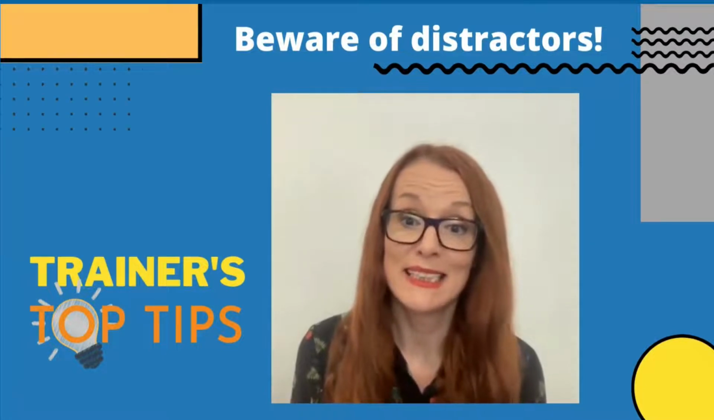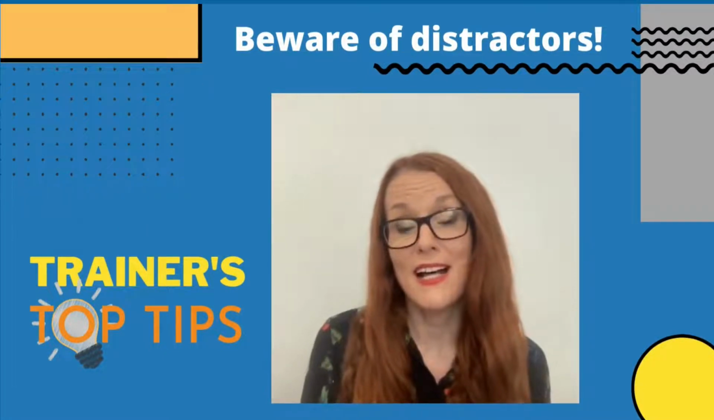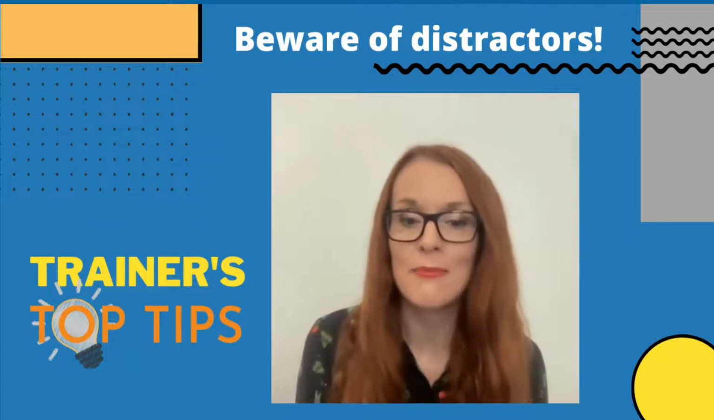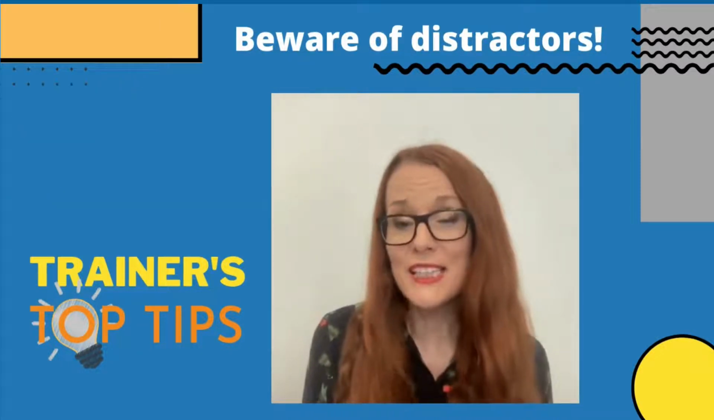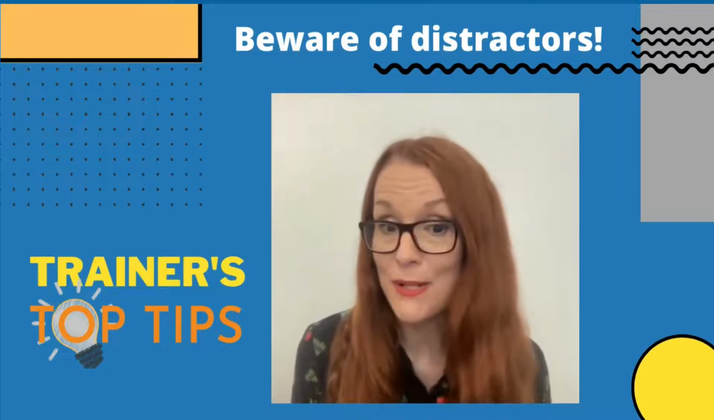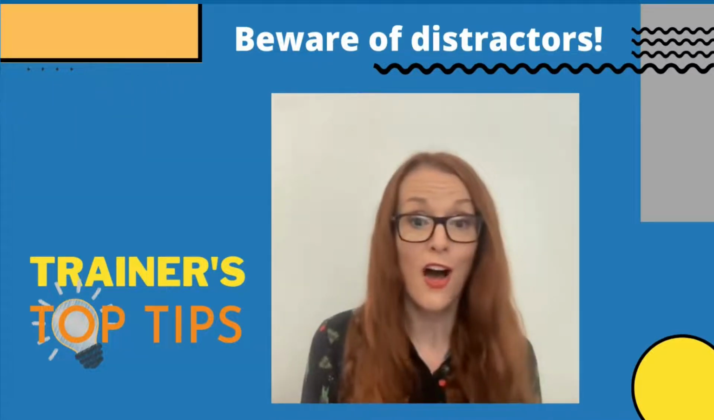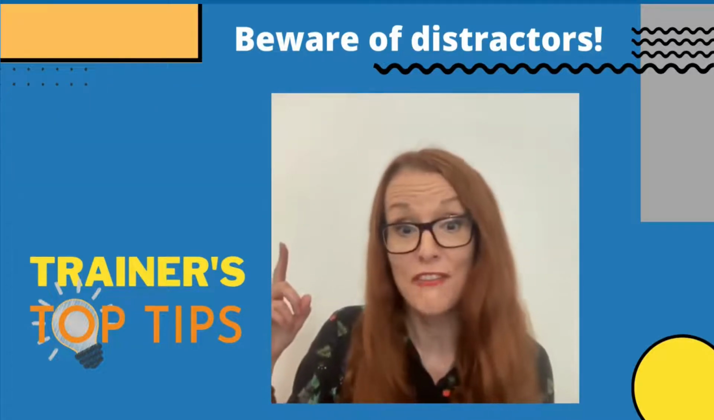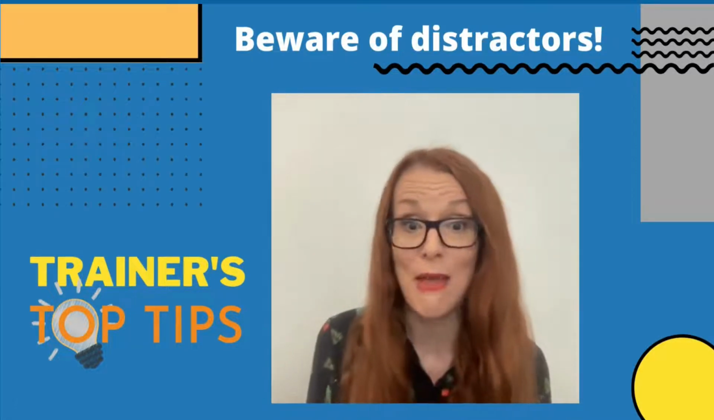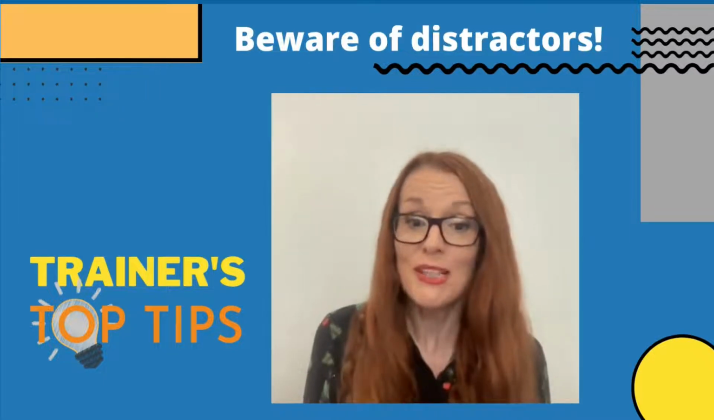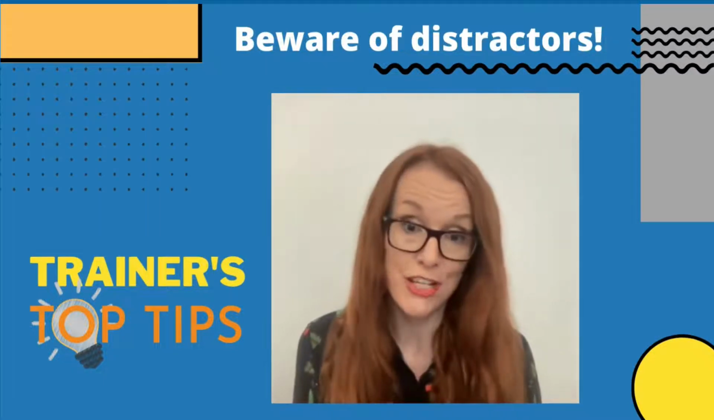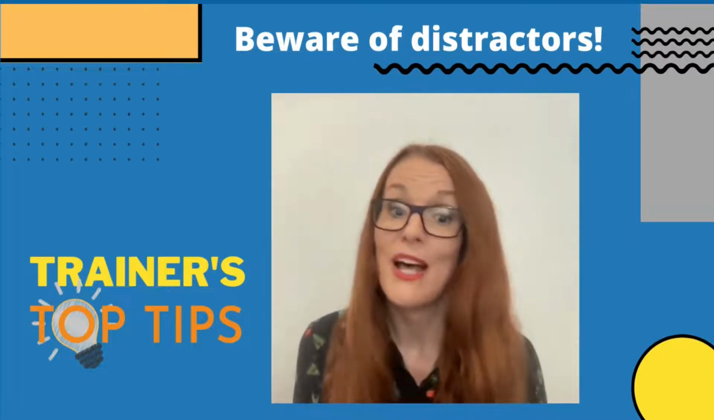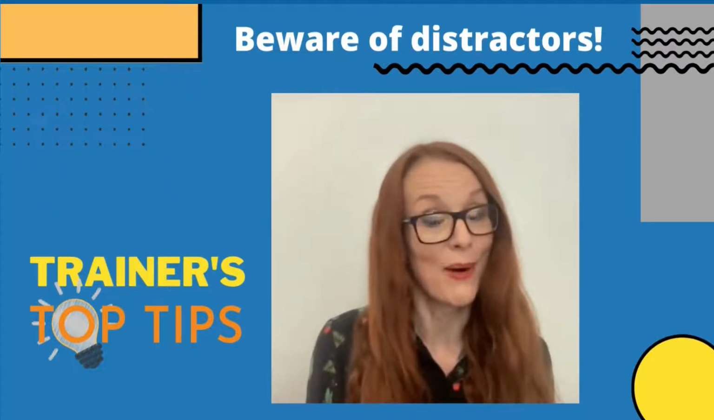Oftentimes in the IELTS listening paper, you'll hear answers that sound like they might be right, but they're not for some specific reason. So these answers that look like they could be correct, but they're actually wrong, are called distractors. And believe me, you need to watch out for those because IELTS love them and they put them in everywhere. So the distractor is designed to trick you. It's designed to see whether you can notice the difference between a right answer and a wrong one.